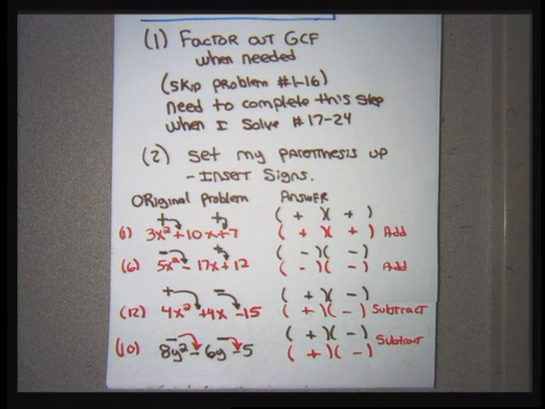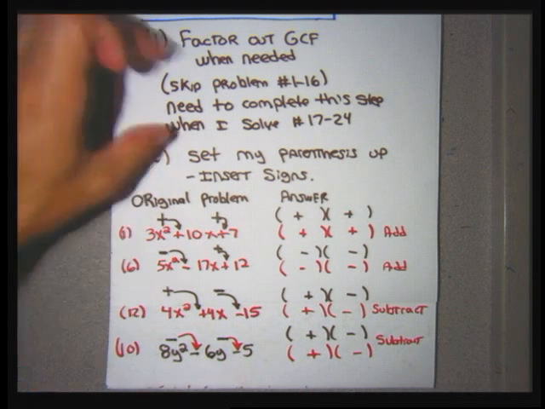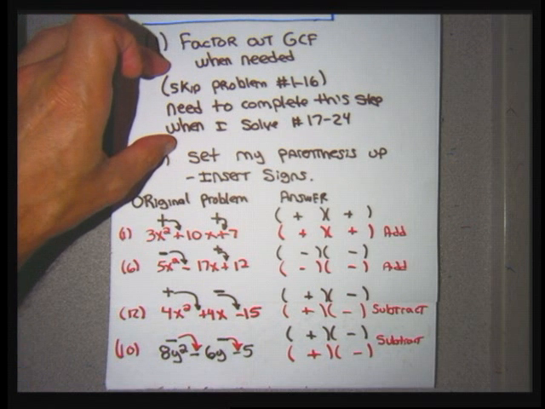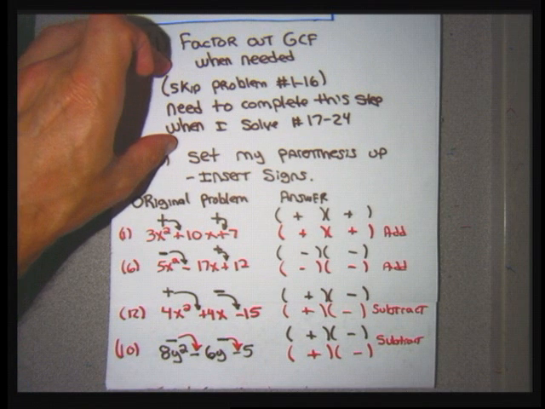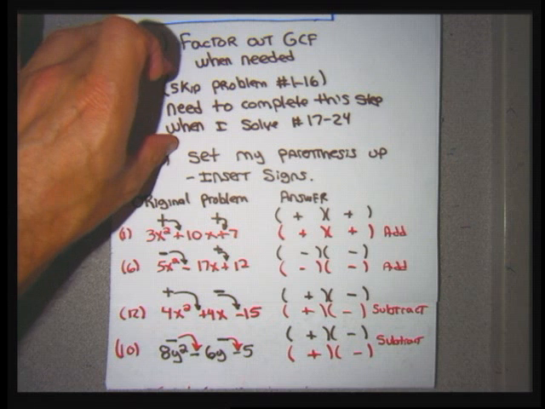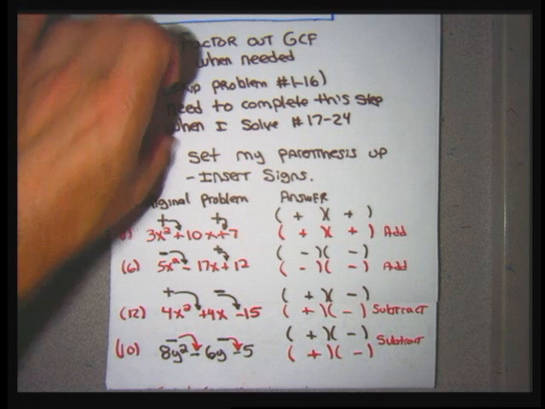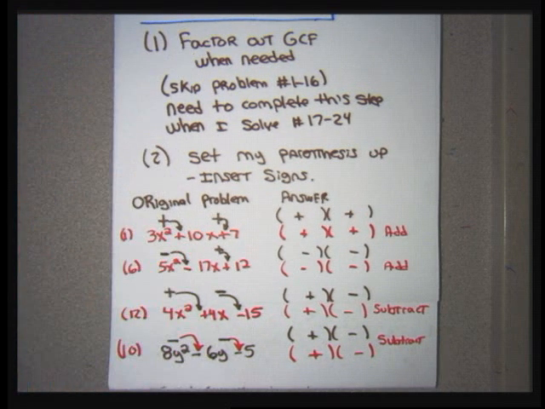So for any problem in section 1.3, I see if there's a greatest common factor that needs to be factored out. None of the problems from 1 through 16 have that. Once I get the greatest common factor factored out, or if there isn't a greatest common factor that needs to be factored out, I set up 2 parentheses for my answer, get the signs in.